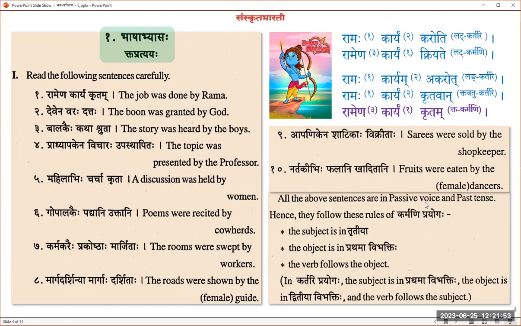All the above sentences are in passive voice and past tense. Past tense. Okay. So passive voice, you see everywhere karta is in tritiya. Okay, past tense. Hence, they follow these rules of karmani prayoga. The subject is in tritiya, the object is in prathama, and the verb follows the object. In this case, the verb follows the object in the sense of purusha and linga and vachana, of course. Okay. In the case of lakara, it would have followed not in linga because there is no linga involved. It would have only followed in terms of purusha and vachana.